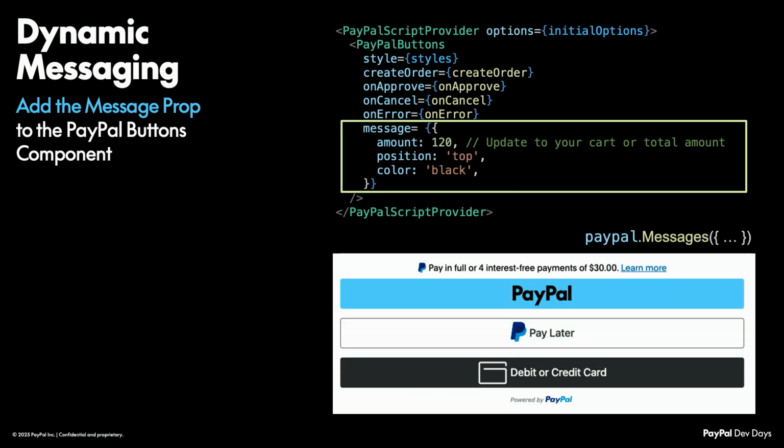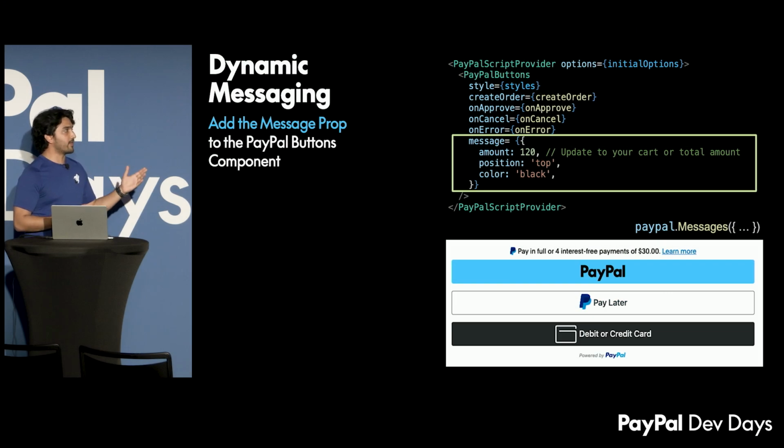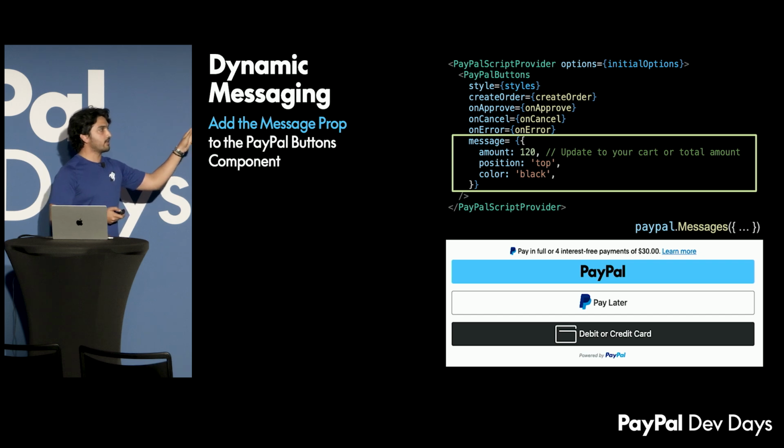So let's start out with dynamic messaging. You all might know this as the pay later messaging, which uses your messaging component. So there are 2 ways of actually implementing this. The code that we have up here is with the message config being within our PayPal buttons component. And this allows you to enable the messaging right within the button stack itself.